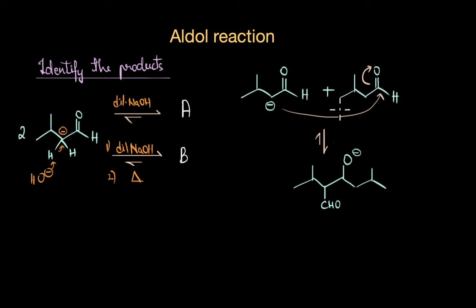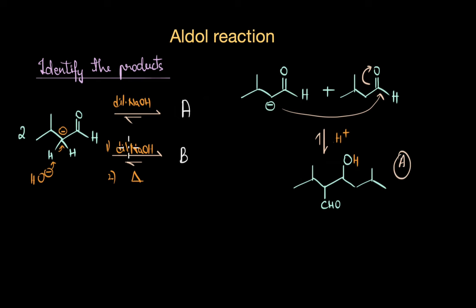Delocalization of pi electrons takes place. So this entire CHO group comes here and we get an alkoxide ion. The last step is the protonation of the alkoxide ion where we get the corresponding aldol, correct? So this is our product A.